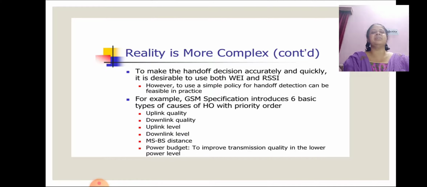For example, the GSM specification introduces 6 basic types of causes of handoff with priority order: uplink quality, downlink quality, uplink level, downlink level, MS distance, and power budget to improve transmission quality at a lower power level.